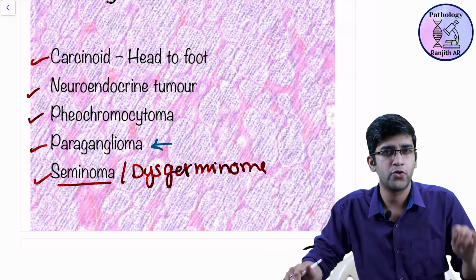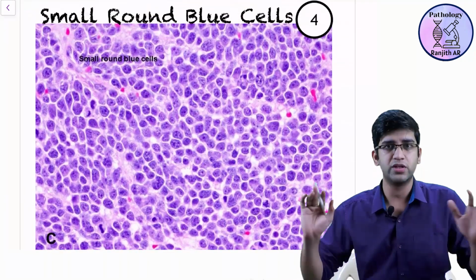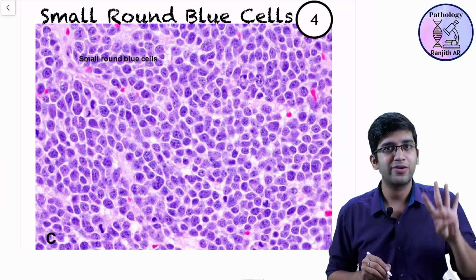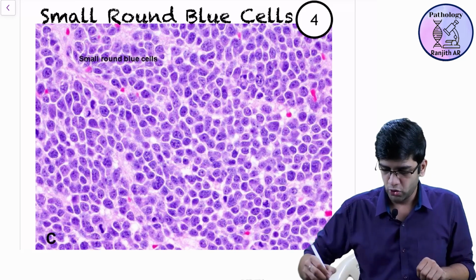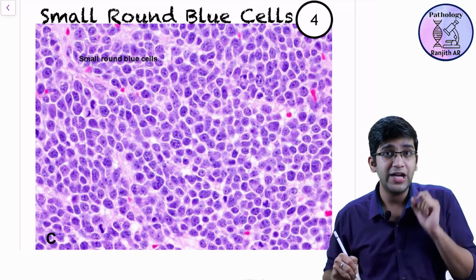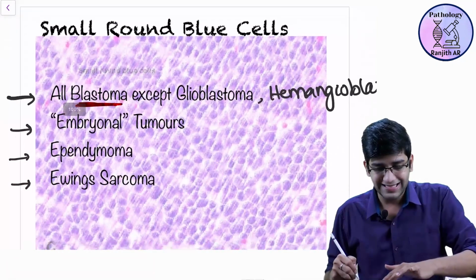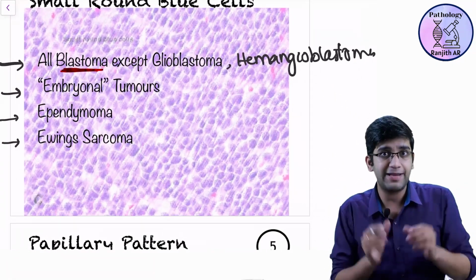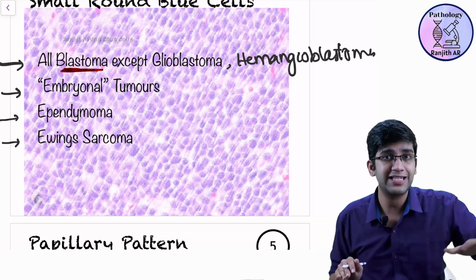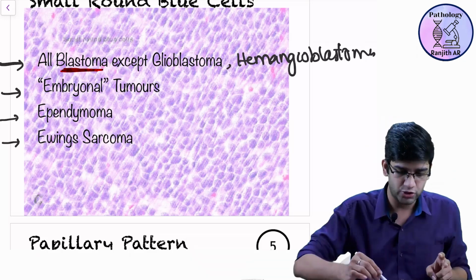The fourth pattern is small round blue cells. Nothing rocket science in that. Small, round and blue cells. I want to write number 4. Small, round, blue cells. And where do I see small round blue cells is whenever a tumor ends in blastoma. If the end is blastoma, neuroblastoma, nephroblastoma, retinoblastoma, all the blastoma tumors except 2 of them, glioblastoma and hemangioblastoma.